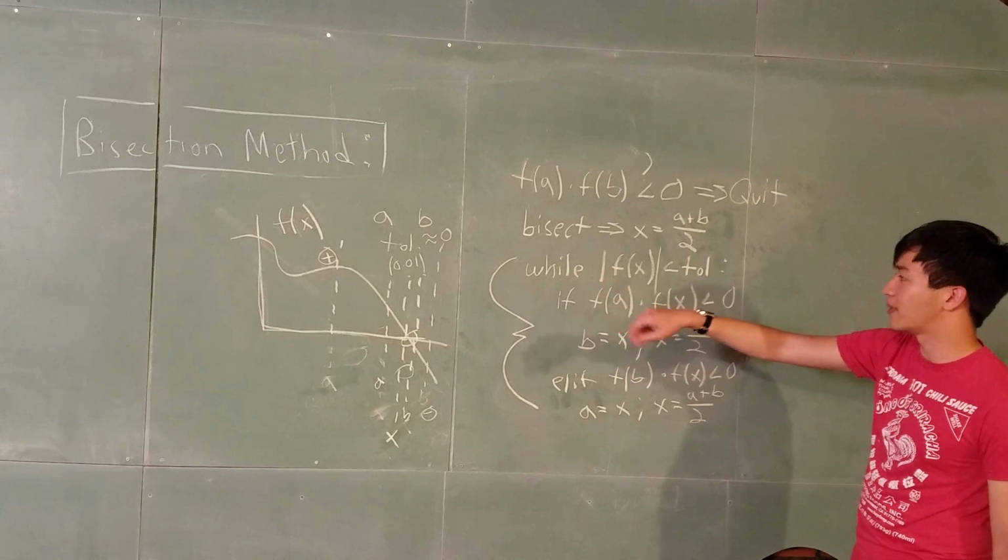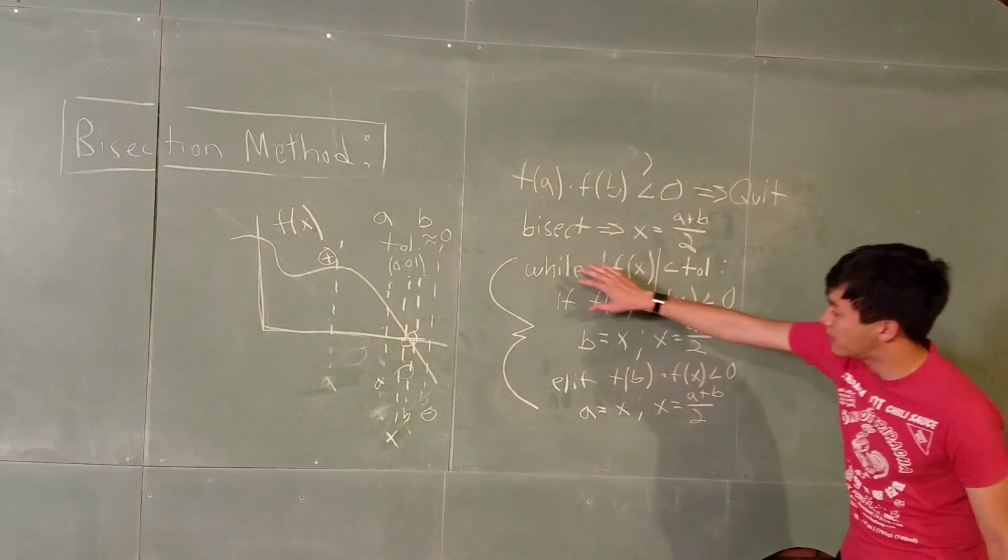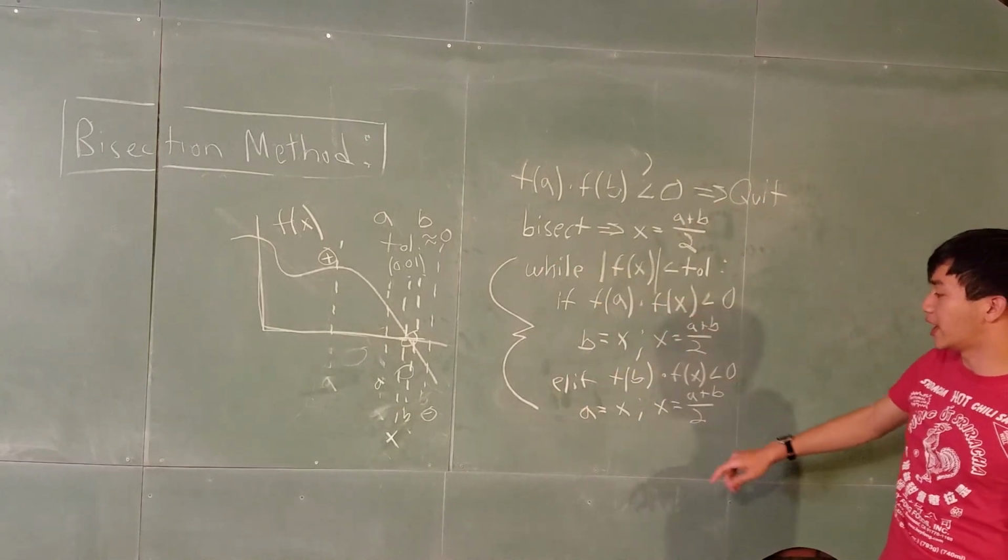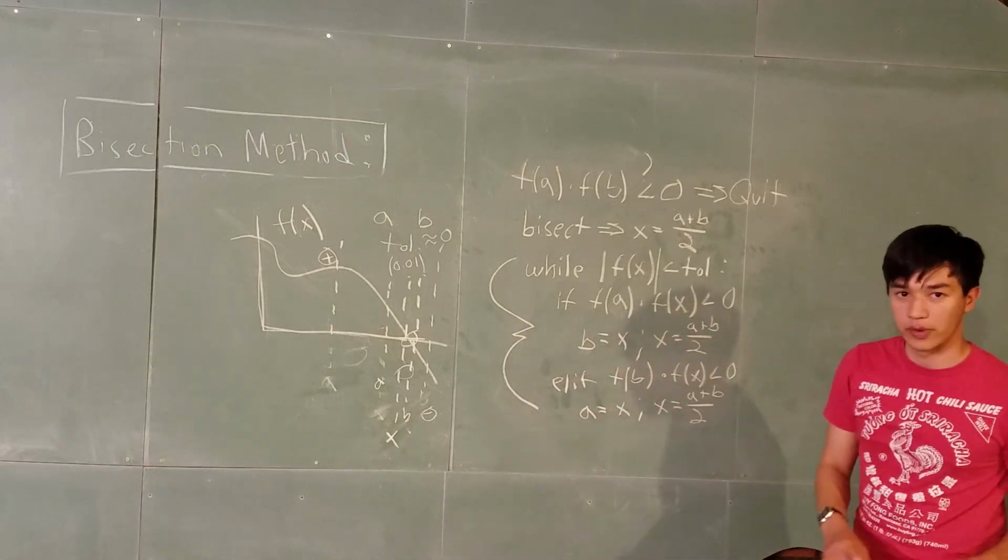So that's the entirety of the bisection method. We're just repeating these steps over and over again until we center this x value on the root we want.